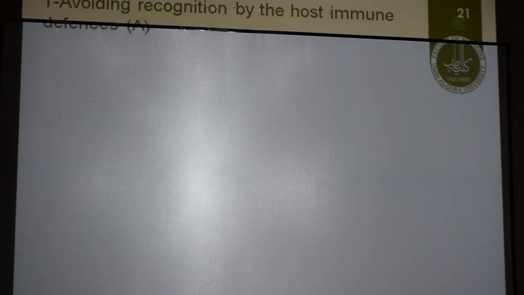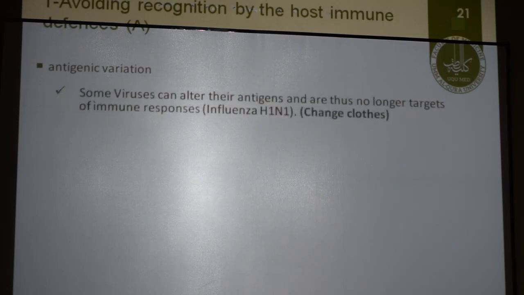Avoiding recognition by the host defense. What is the best way? Viruses have the property of altering their structure or antigen. They can alter their antigenicity very quickly, and the best example here is the influenza virus, H1N1, which changes. One vaccine will not be sufficient. The moment you make a vaccine, they transform and change their structure. So in simple terms, they change their clothes. So how will you recognize them?